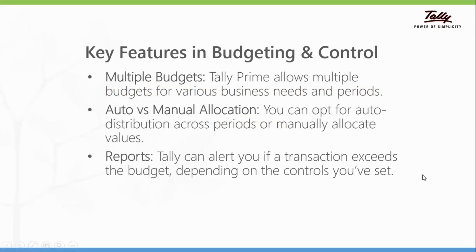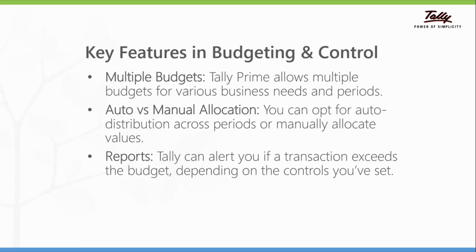So before going to budgets in Tally, let's see what the key features of budgets in Tally Prime are. Tally Prime allows us to create multiple budgets for various businesses and for various periods. It also helps us with automatic or manual allocation for ledgers, groups or cost centers, depending on it, and auto distribution of the periods based on the closing balance or by the net transactions, which will be shown in the sessions in Tally directly.